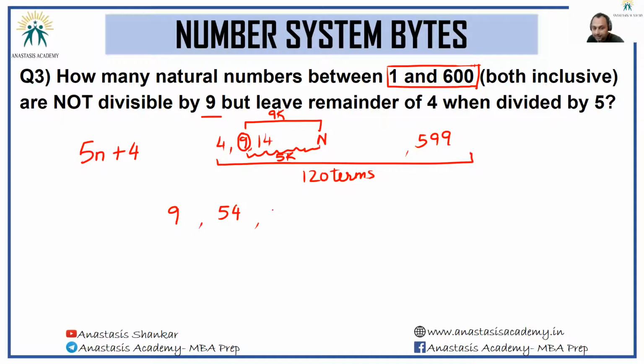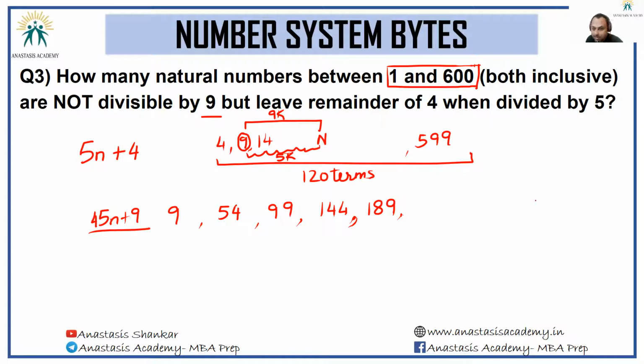The next number that gets removed is 99. Next number that gets removed is 144. Next number that gets removed is 189. So on and so forth, we keep going. In fact, within this series, hopefully you can see the series that we are removing is 45n plus 9.